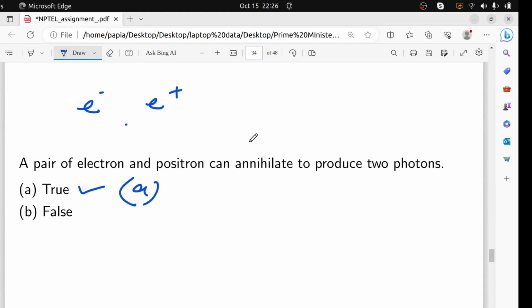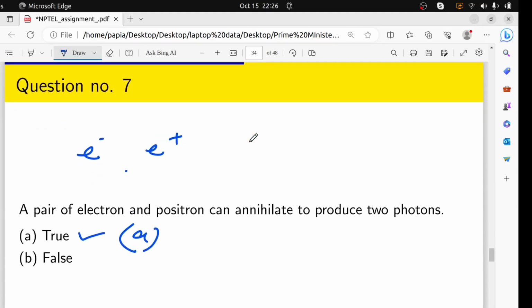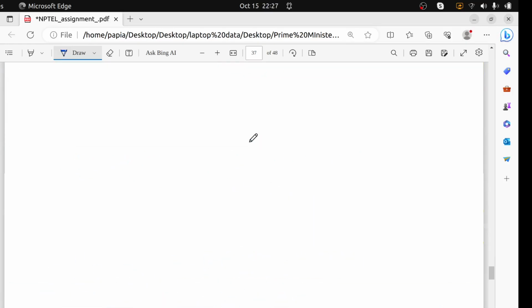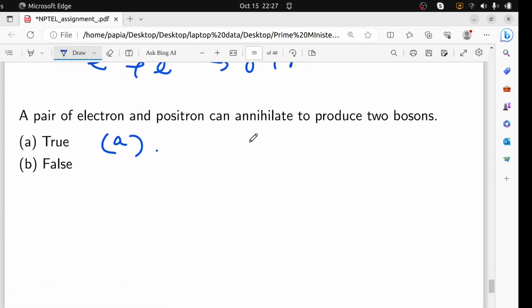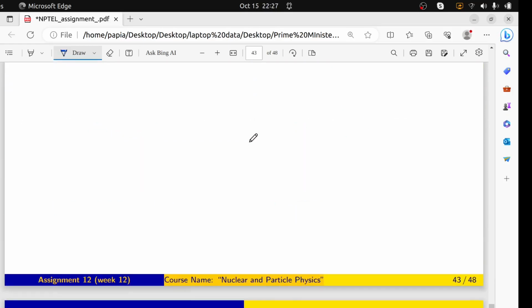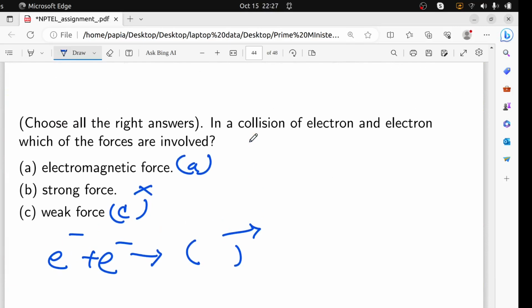And the seventh question is: a pair of electron and positron can annihilate to produce 2 photons. That is true. The eighth one is: a pair of electron and positron can annihilate to produce 2 bosons, which is also true. The ninth one is: choose all the right answers in a collision of electron and electron, which of the forces are involved? Electromagnetic force and weak force.